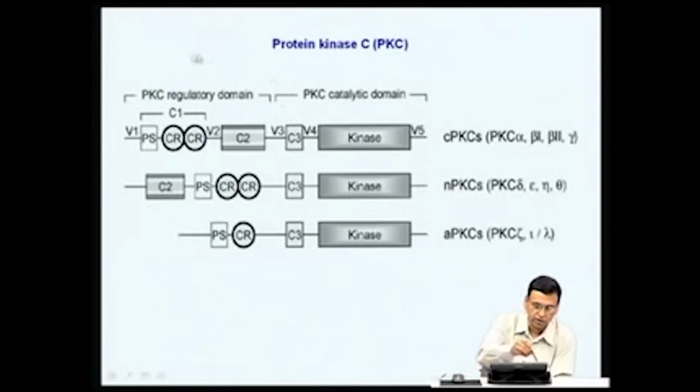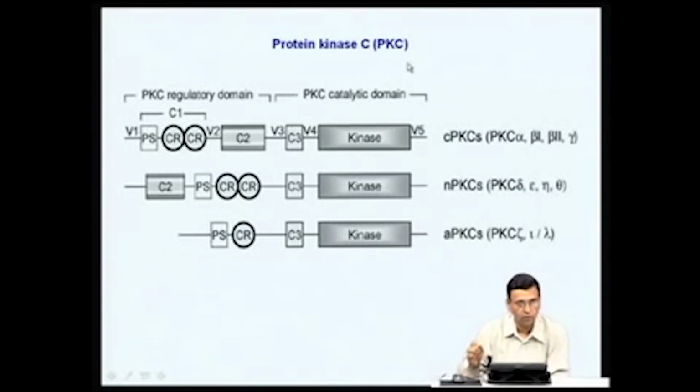Basically they contain what is called a PKC regulatory domain and a PKC catalytic domain, but we will not go into the various structural details of the PKC family members. There are references which I have listed at the end of this lecture series, and if you read some of these review articles you will get more idea about the structure and function of these various protein kinase C members of this family, but our primary goal here is to understand their role in the regulation of gene expression.